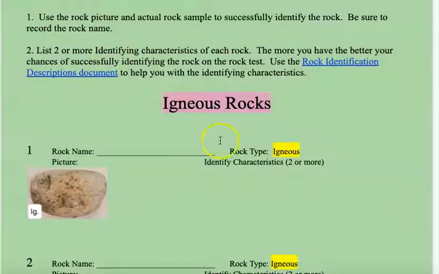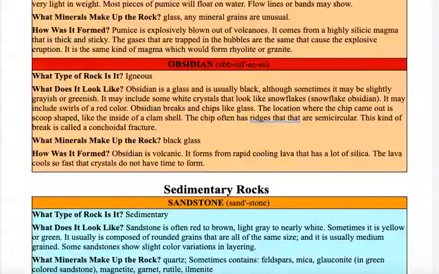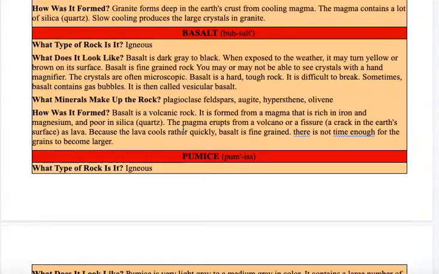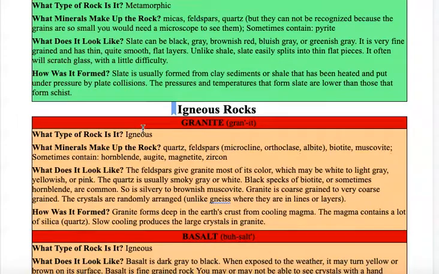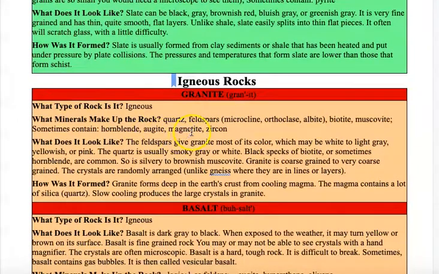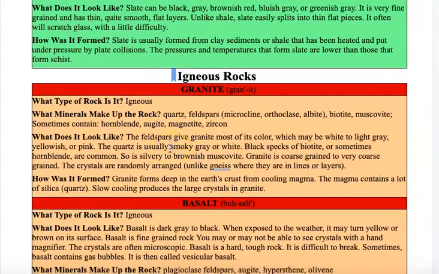So we know that this igneous rock, this picture right here, is going to be either obsidian, pumice, basalt, or granite. You just may not know which one. So that's where you have to start to read through the descriptions of it. Its composition, what does it look like, how was it formed.